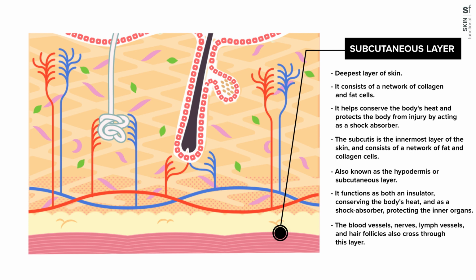The blood vessels, nerves, lymph vessels, and hair follicles also cross through this layer. The thickness of the subcutis layer varies throughout the body and from person to person.